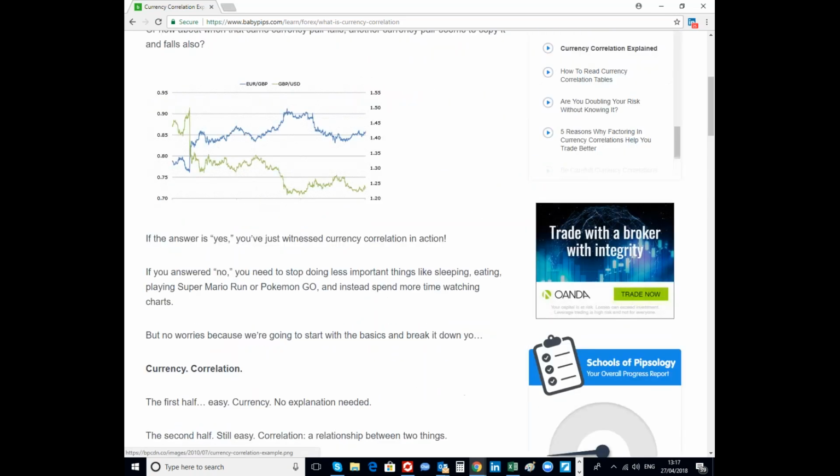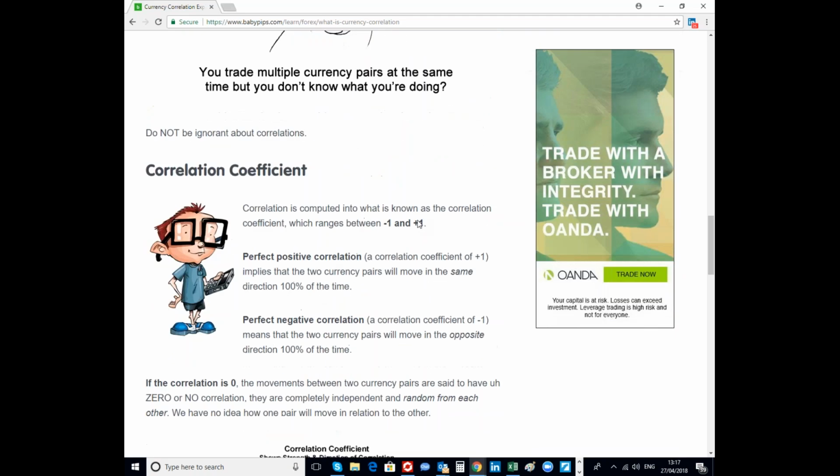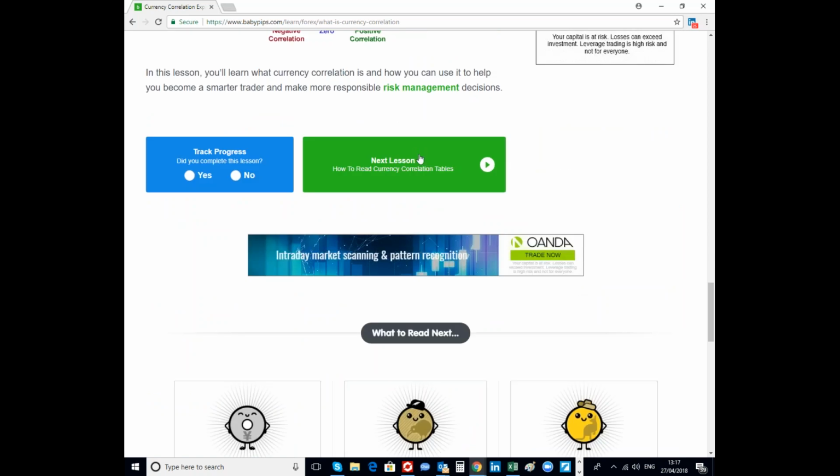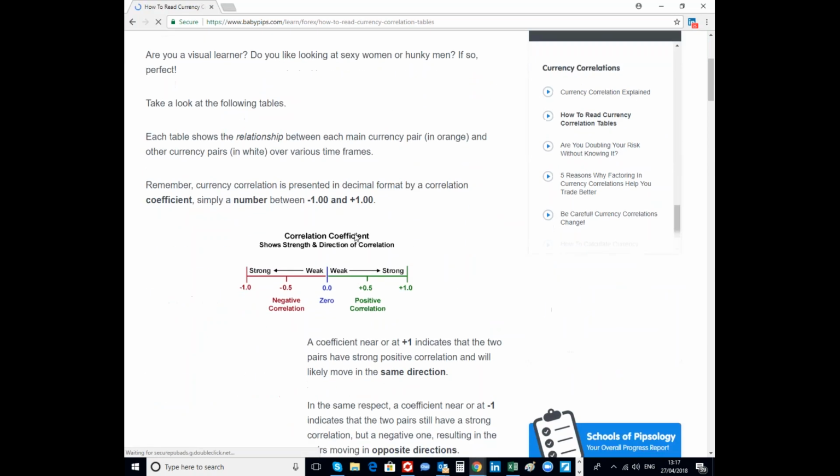Do you guys know babypips.com? Do you know this site? Yeah? Cool. So it tells you how to read the tables, and you complete lessons as you go along.